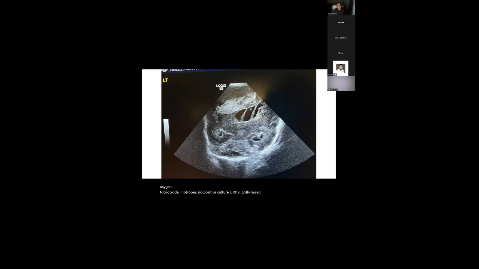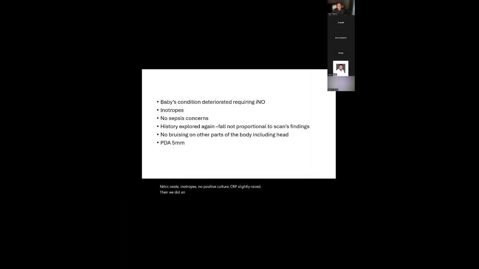Then we did an echo. The PDA was 5 millimeter. And recently, even our cardiologist said they haven't come across such a big PDA. No other abnormality was found in the echo. So at that stage, we did send a FISH study because everything was not fitting and the baby became unwell. And it turned out the baby was trisomy 18.